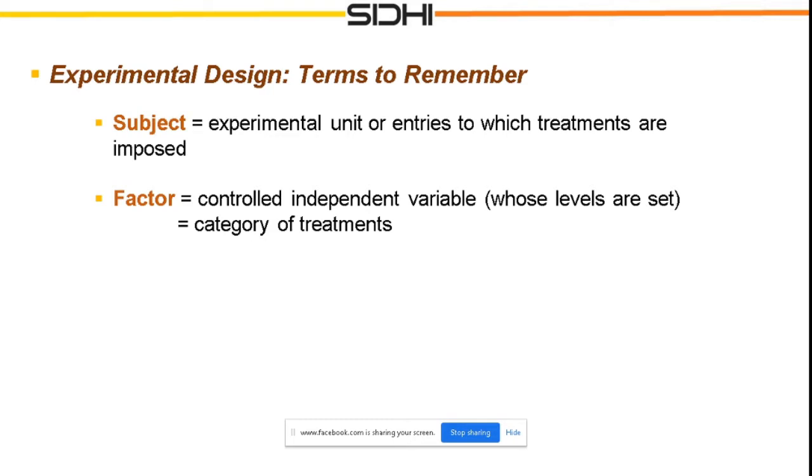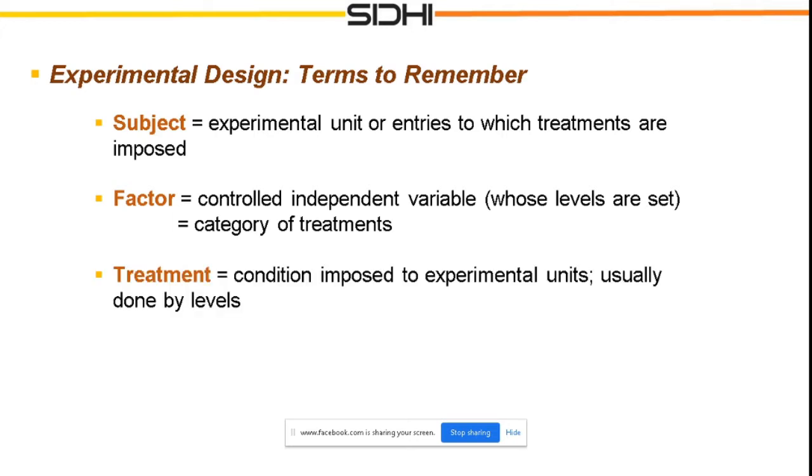Next is your factor, which is your controlled independent variable, and it is the category of treatments. Okay, so since we're here already, let's talk about treatments. So it's the condition exposed to your experimental units, and it is usually done by levels. So later I will differentiate the factor in the treatment. And then, of course, the response are the outputs or measurable outcomes that you collect. So this will be your data, the responses.